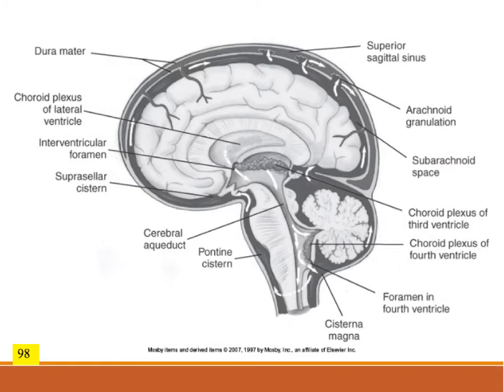It just holds the CSF. That's true, it's absolutely true. Cisterns are pools of CSF in the brain. They not only keep the CSF, they actually make CSF in there as well. And there are several of them.